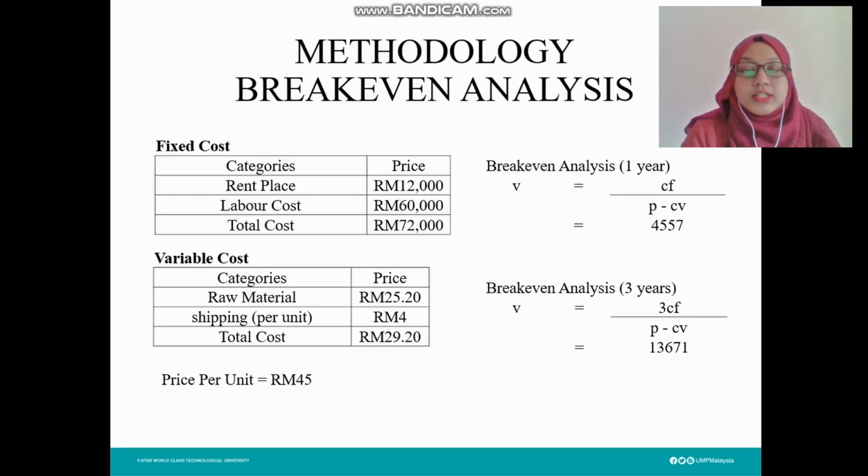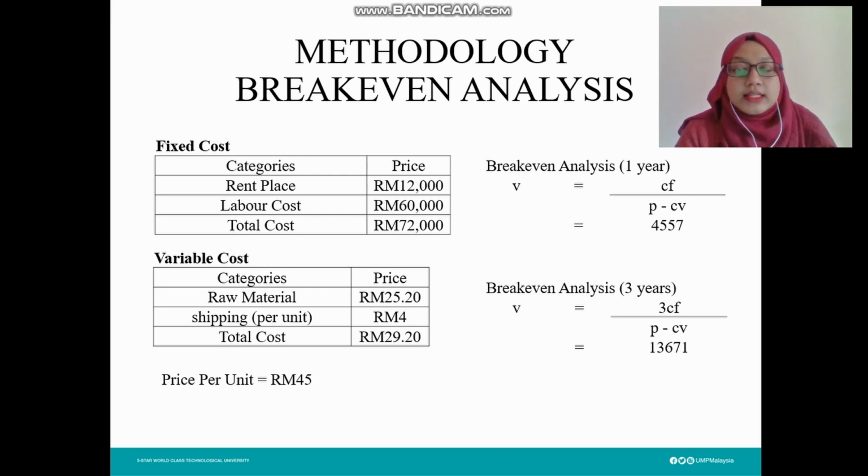Okay, next for the methodology of break-even analysis. Basically, break-even analysis determines the number of sales that we need in order to cover the total of fixed cost and variable cost. To know the break-even, we need a fixed cost, a variable cost, as well as the price per unit for a product. In this case, for our product, the total fixed cost per year is 72,000 ringgit Malaysia. The total variable cost is 29 ringgit 20 cent. The price per unit for our product is 45 ringgit.